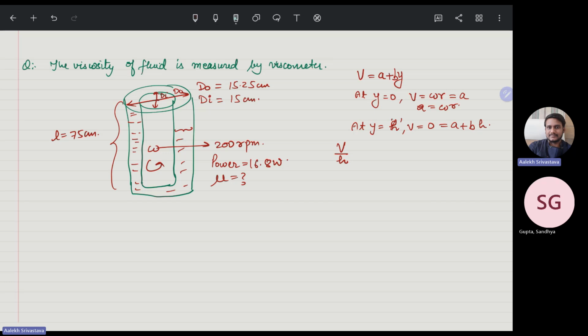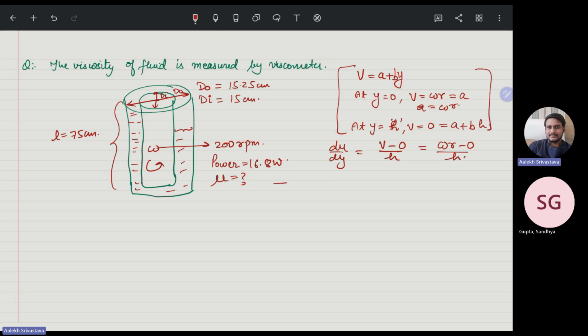So it says that you have a velocity difference. I should write it in this way: du by dy is equal to, it is linear, therefore it is v minus 0 by h, and h is the difference, so it is omega r minus 0 by h. If you solve this, from this equation also you get the same expression.